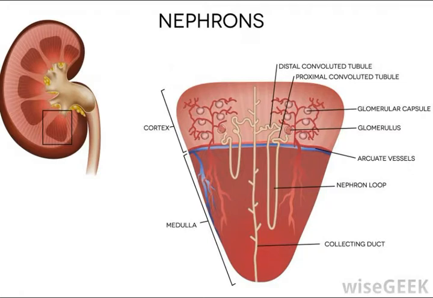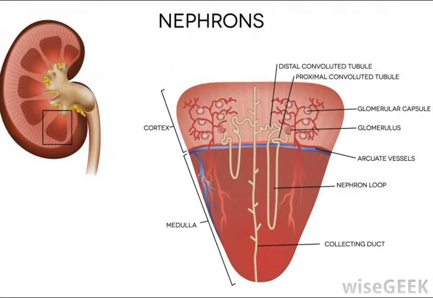The kidney contains about 4 million functional units called nephrons, which filter the blood. Each nephron consists of the renal corpuscle, the proximal convoluted tubule, the loop of Henle and the distal convoluted tubule.